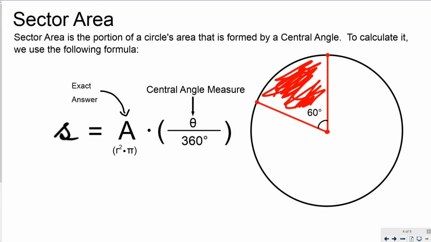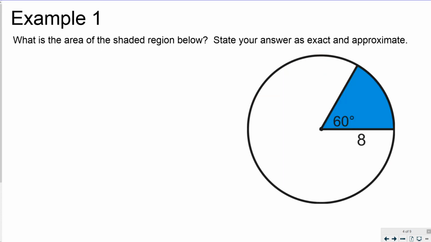Where have we seen a formula like that before? Oh, we saw it in the last portion of the section with circumference. So this is, again, part of a circle, and we used the degree measure to set up the portion of the circle, the fraction of the circle that we're calculating for. So let's take a look at some examples.